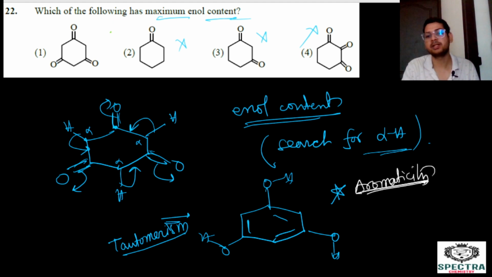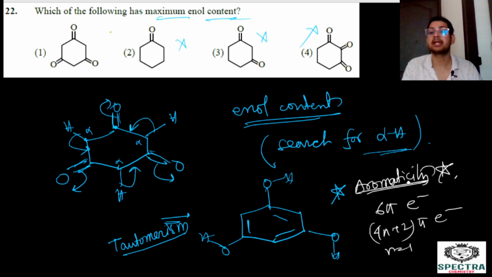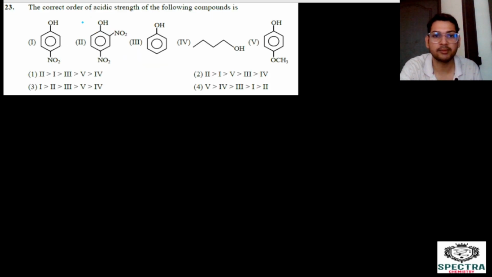You have achieved aromaticity. You have achieved 6 pi electrons. You have satisfied the 4n plus 2 pi electron rule, where n equals 1. So you have achieved aromaticity, and an aromatic benzene ring is always stable. So you don't have to look for anything else. Option number 1 will be your beautiful and correct answer. Got it? Then what about this one?